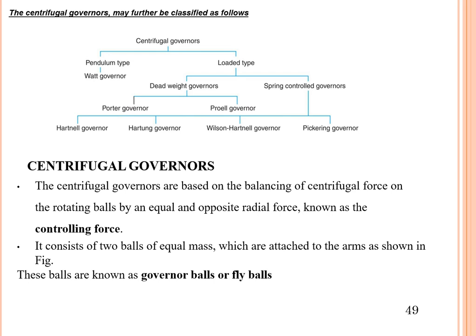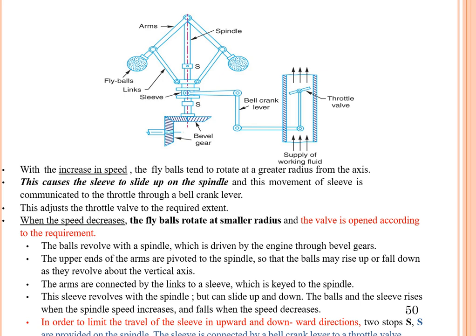Here the centrifugal force is meant to control the rotating balls by an equal and opposite radial force. It consists of two balls of equal mass attached to arms, as shown in the figure. This is a Porter governor, where the spindle is at the center and there are two fly balls on both sides, attached to the links. There will be a sleeve which is going to rise and fall.